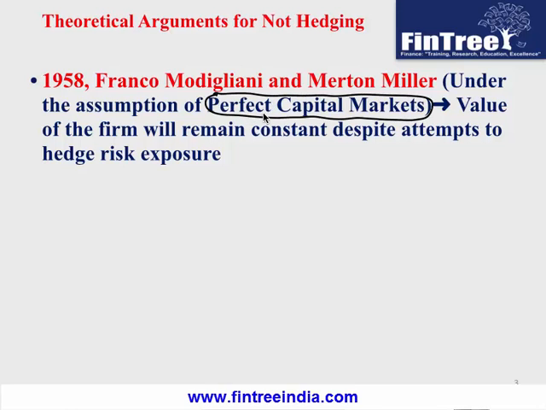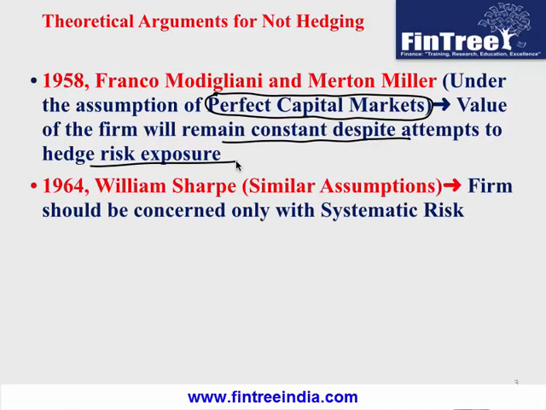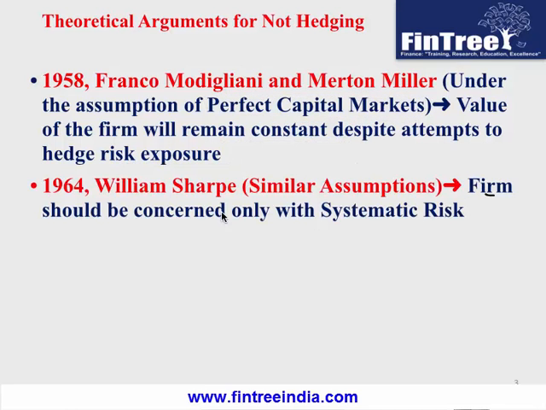This assumption is similar to the CAPM assumptions. The value of a firm will remain constant despite attempts to hedge risk exposure. So in that paper they discussed that irrespective of whether you hedge or you do not hedge, the valuation of the firm will not be impacted. Then William Sharpe came up with a similar theory that you can remove unsystematic risk without paying any cost, because he assumed that there are no transaction charges and it's a frictionless market, and therefore there is no benefit of hedging because unsystematic risk can be eliminated without any cost and systematic risk cannot be hedged. So again, both of these theories argue that there is no benefit of hedging.